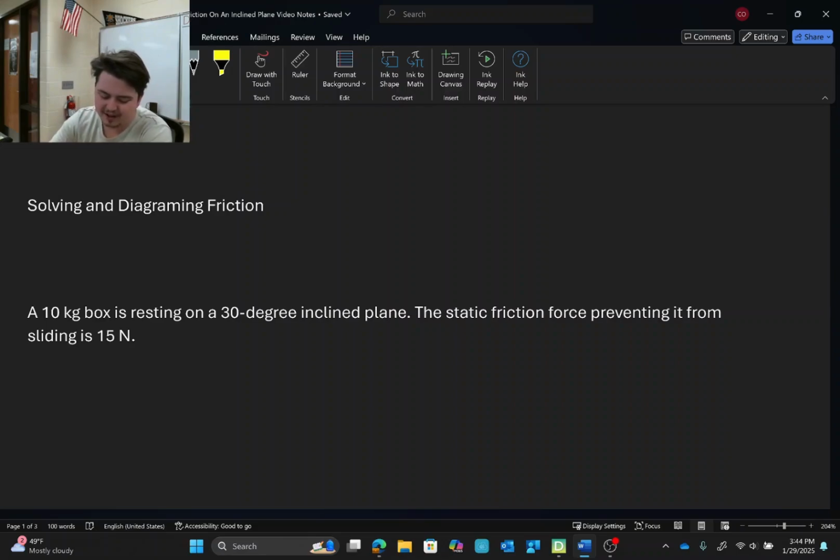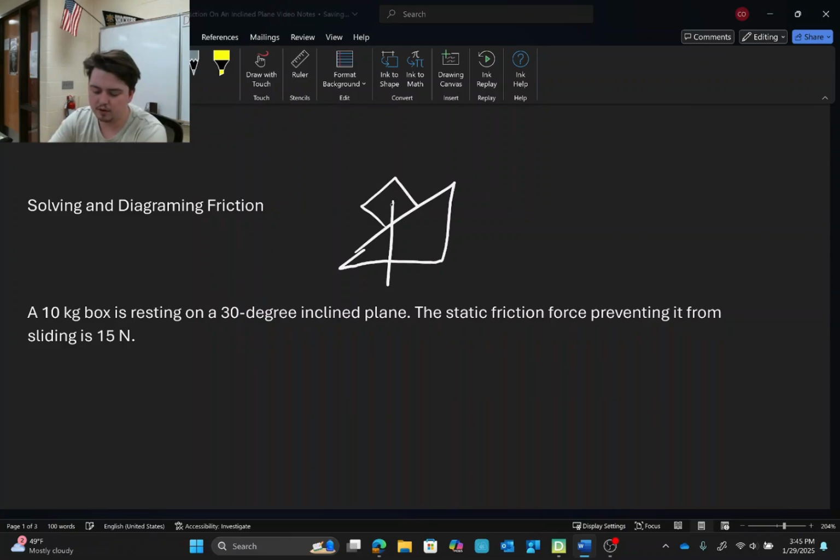So we are going to be solving and diagramming friction. Not only are we solving and diagramming friction with our free body diagrams, which we did earlier in the year, but we are actually going to be solving and diagramming friction on an inclined plane. That is going to give us a scenario that looks like this, and then we're going to have a box. The things that we are going to have to solve for are gravity, our parallel and perpendicular applied forces, normal, and then we will be given our static force there. We're going to do this multiple times, so don't let this overwhelm you right here.